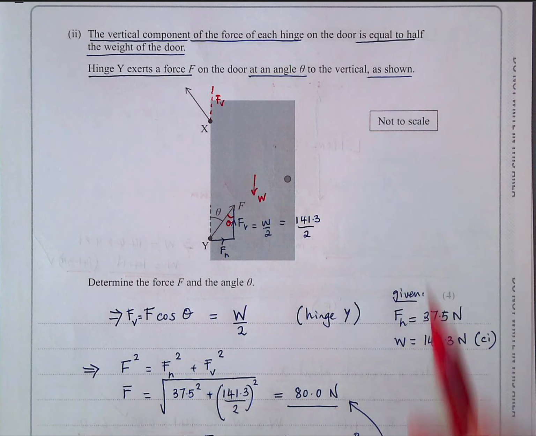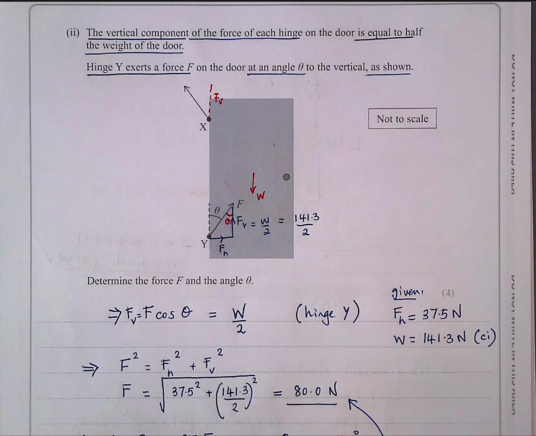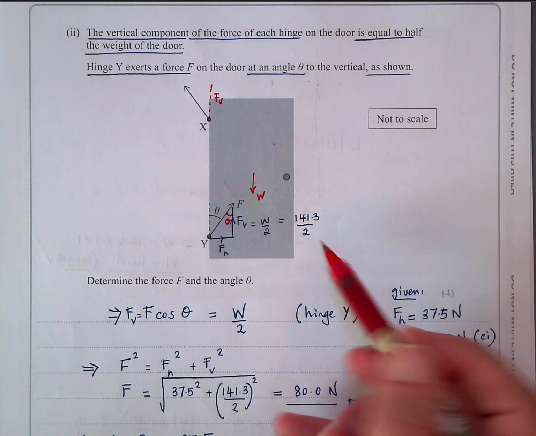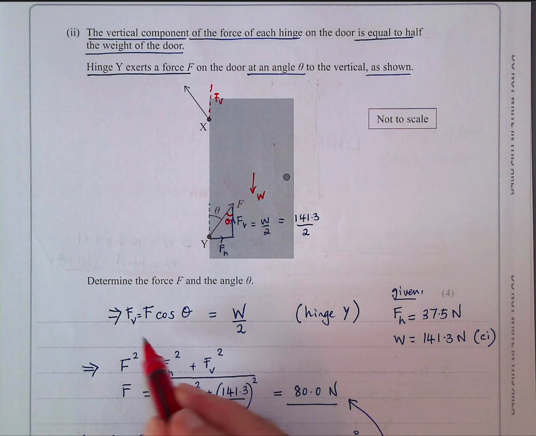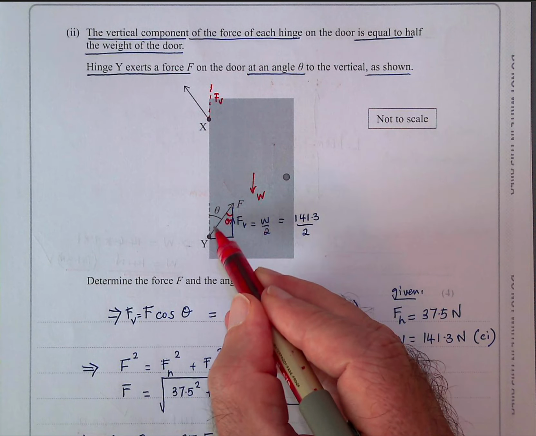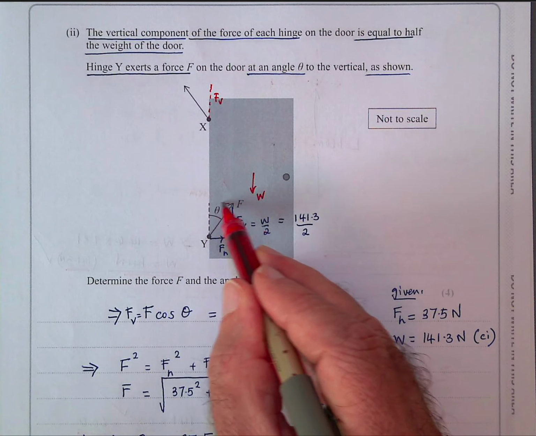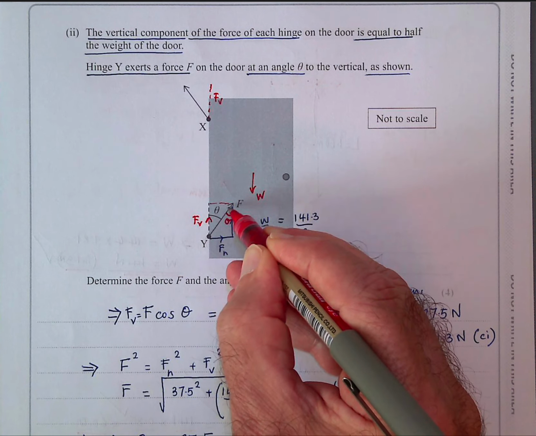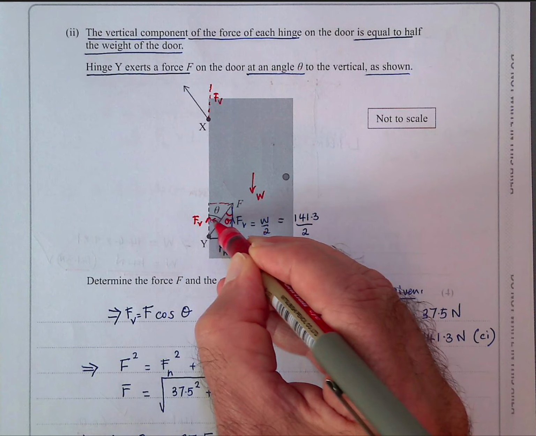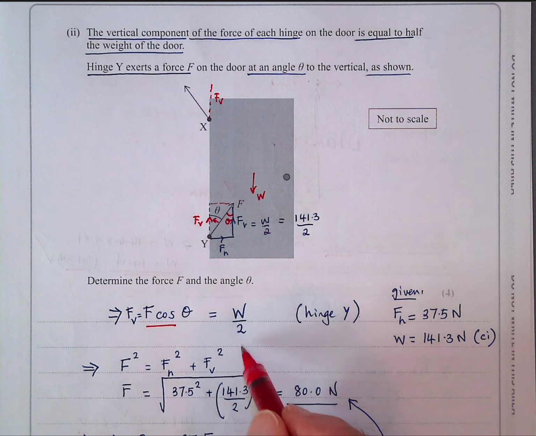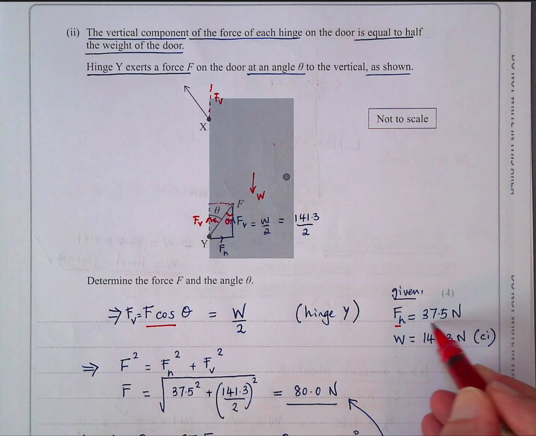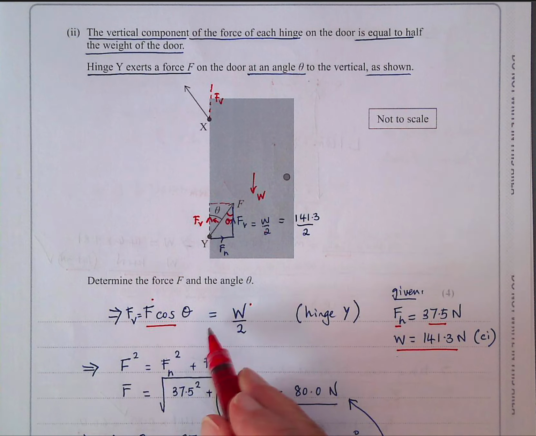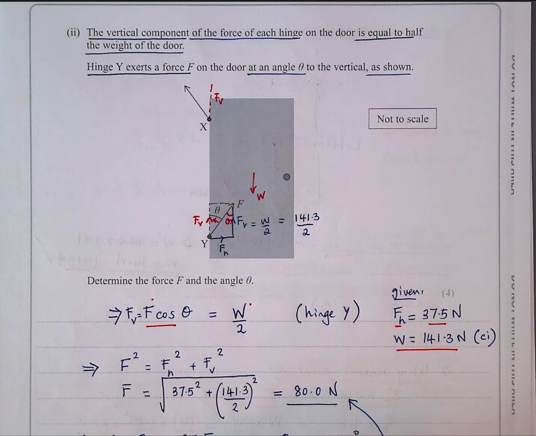So now you can do some trigonometry. You know that FV is W over 2, which is 141.3 over 2. I'm using the accurate value. And we know FV is F cos theta. So the vertical force is also there, and you're going from F through the angle, so F cos theta must be equal to W over 2. We know the horizontal force from before. We know the W. The only thing we don't know is cos theta, and you can therefore work it out.